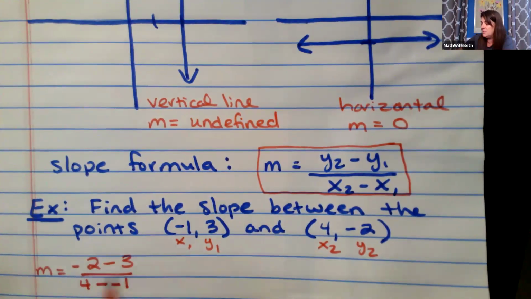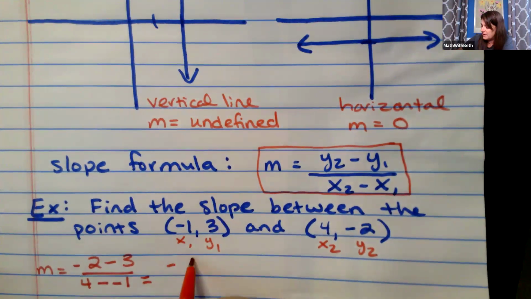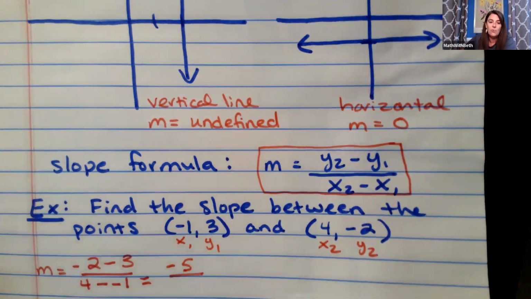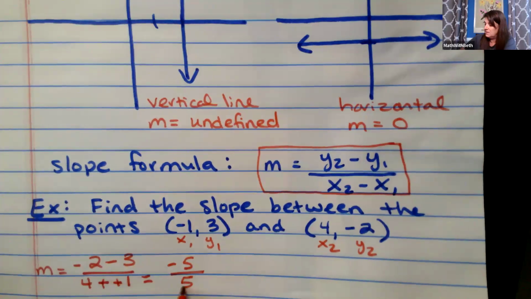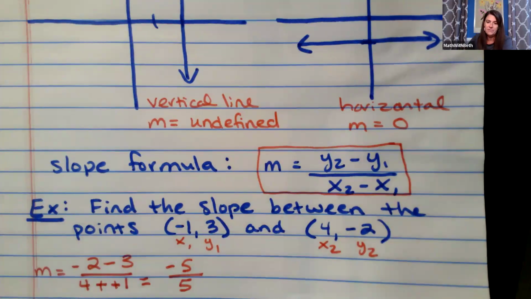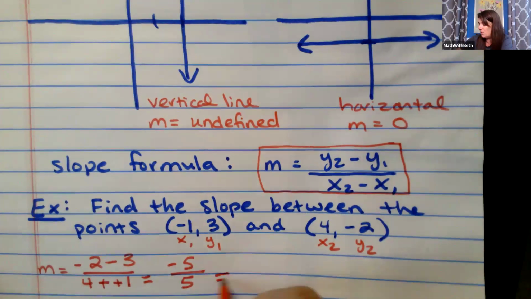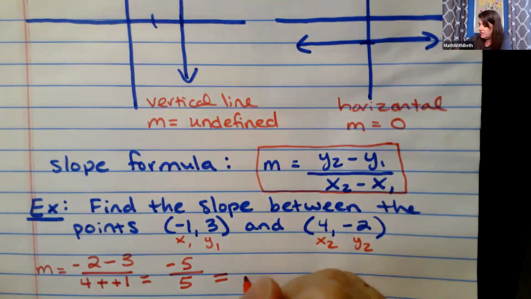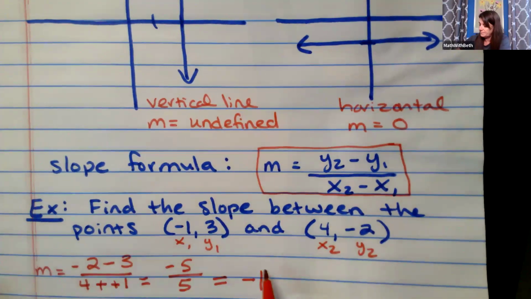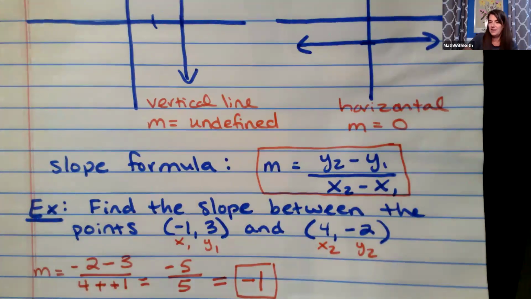So on top, -2 minus 3 is -5. 4 minus -1, when you have minus a negative, you switch it to plus. So that gives us a +5. But -5 over 5 is really -1. So that is how you would find slope with a graph, or if you had 2 points.